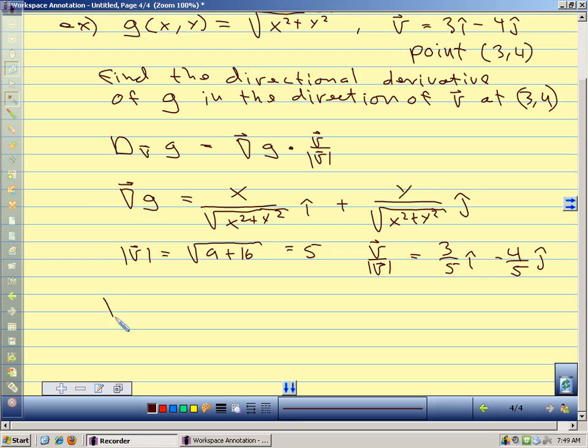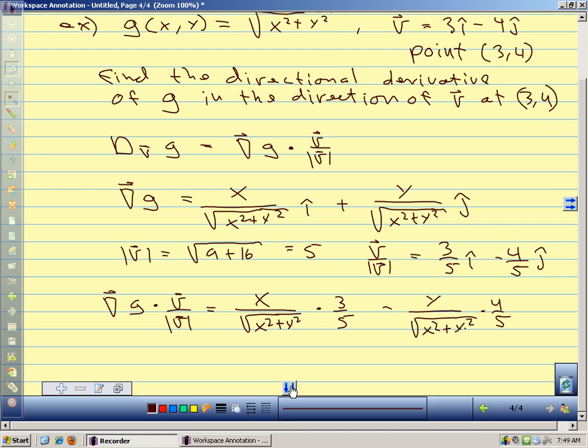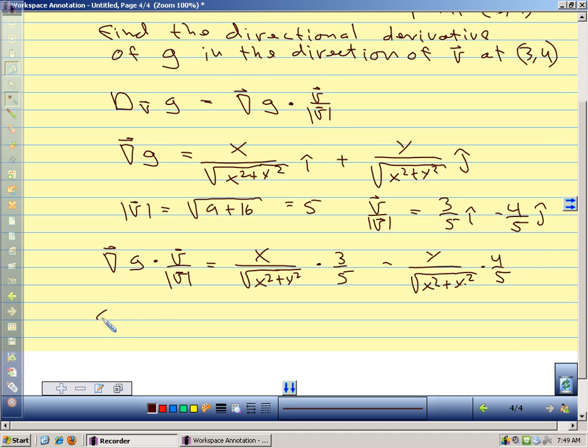So our directional derivative, del g dot v over the length of v, is going to be x over the square root of x squared plus y squared times 3/5, minus y over the square root of x squared plus y squared times 4/5. And we're interested in the point 3,4. At 3,4, this equals, if we plug in 3 for x and 4 for y, negative 7/25.